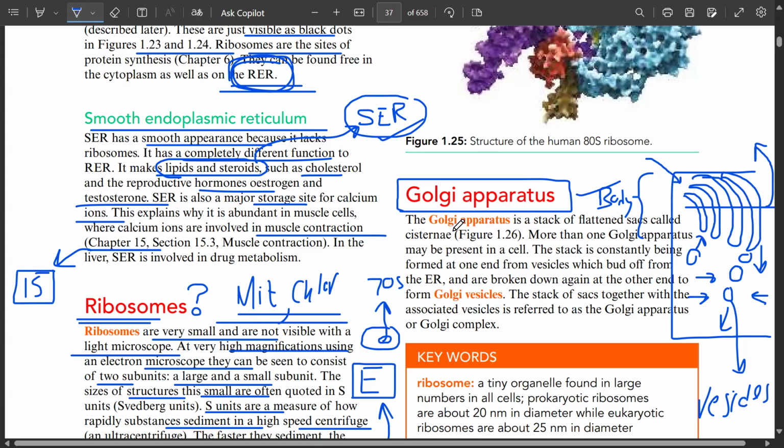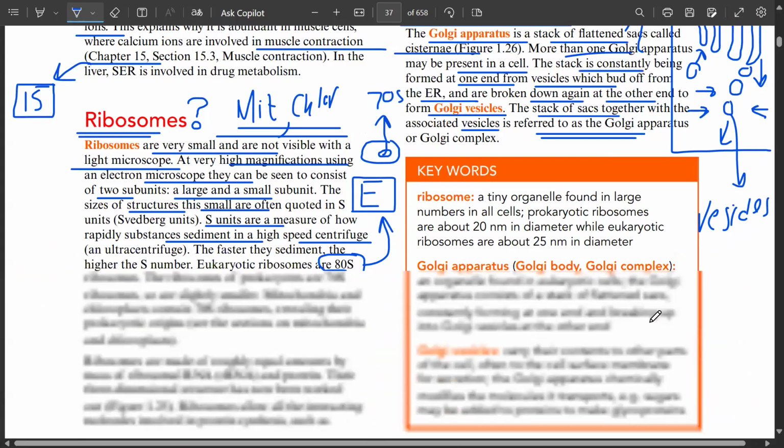Golgi apparatus is a stack of flattened sacs called cisternae. Again, these structures are also known as cisternae. More than one Golgi apparatus may be present in a cell as well, and the stack is constantly being formed at one end from vesicles which bud off from the ER and are broken down again at the other end to form Golgi vesicles. The stack of sacs together with the associated vesicles is referred to as the Golgi apparatus or Golgi complex.